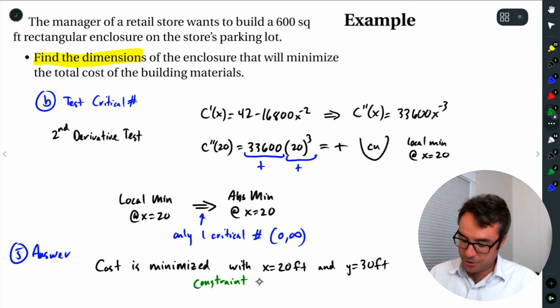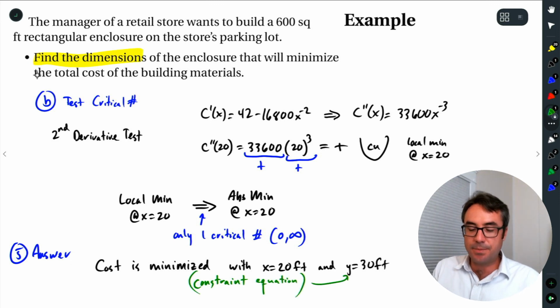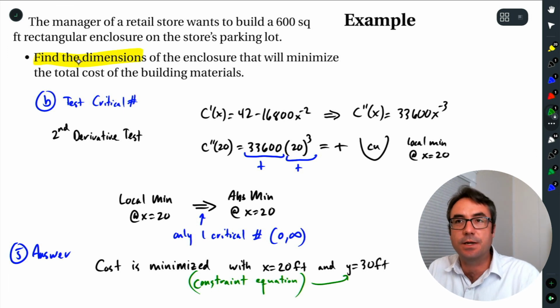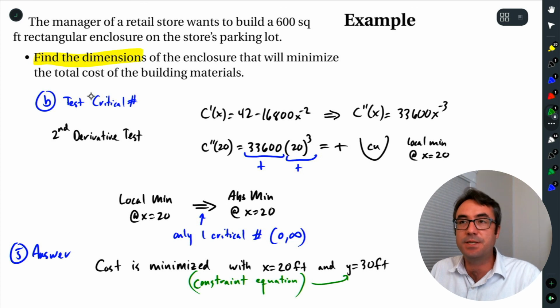And so just make sure you go back to your constraint equation to find y. You want to make sure you're actually answering the question. The problem here is find the dimensions. If the problem said find the total cost, well then you would take these x and y values and plug them into your cost function to figure out what the total cost would be. But in this case, we're just trying to find the dimensions. So get x, get y, and make sure you're using units.